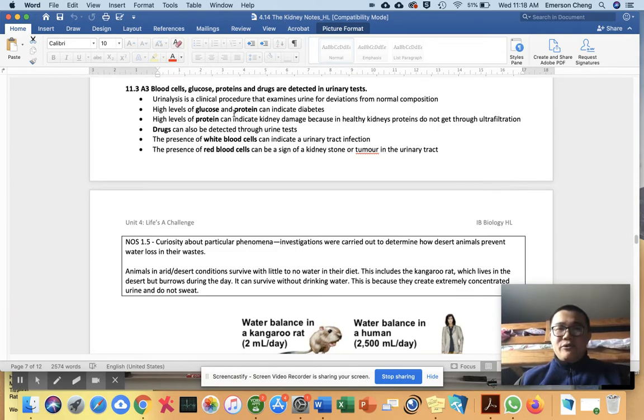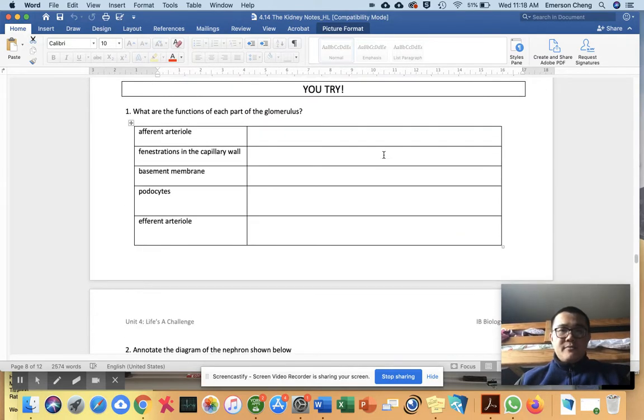But if you have glucose and protein, you have diabetes. If you have protein, kidney damage. If you have white blood cells, you probably have a UTI. Red blood cells, kidney stone or tumor. Okay, that sounds serious.